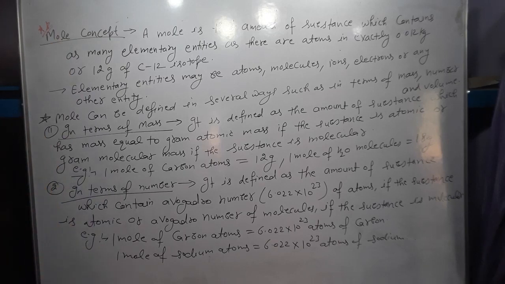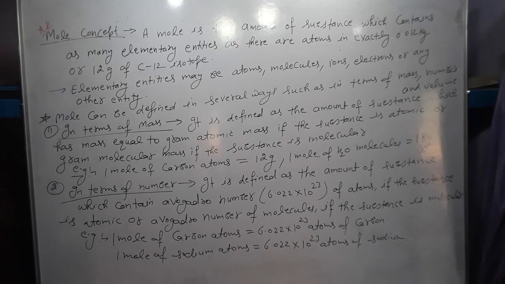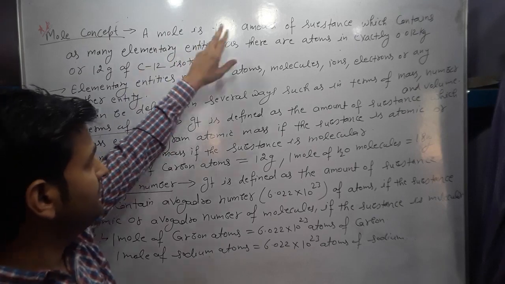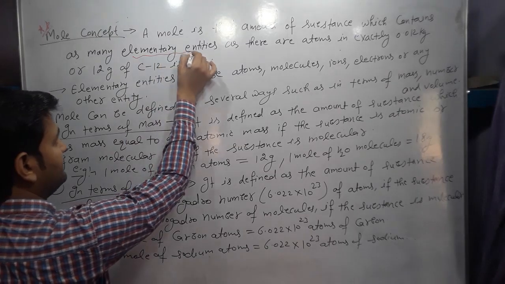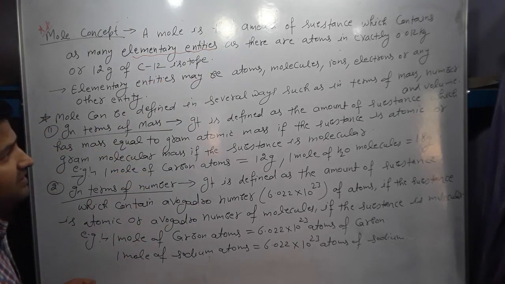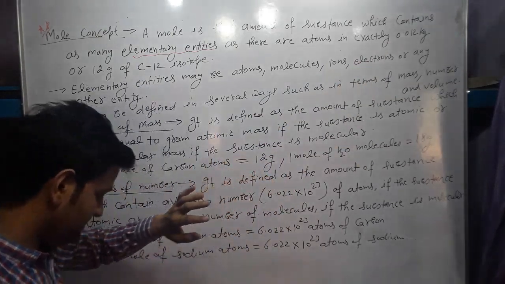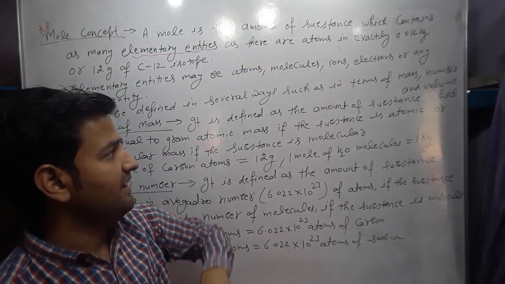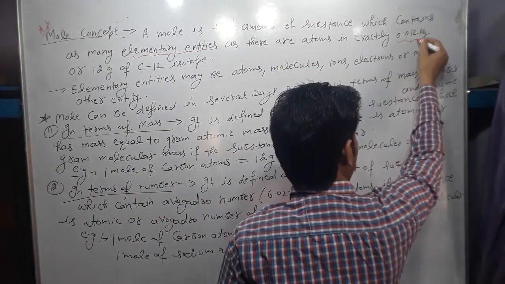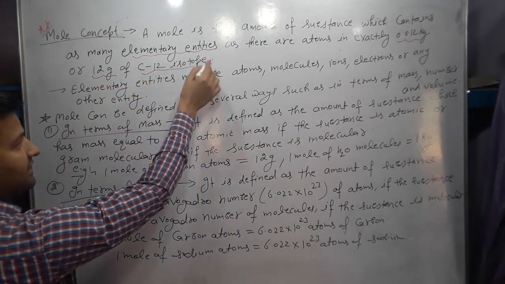Some important questions are given in your NCERT book as well as in other books. So, mole concept. First, what is a mole? A mole is that amount of substance which contains as many elementary entities. Elementary entities may be atoms, molecules, ions, electrons. Elementary entities means anything including these terms, as there are in atoms of exactly 0.012 kilogram or 12 gram of carbon-12 isotope.